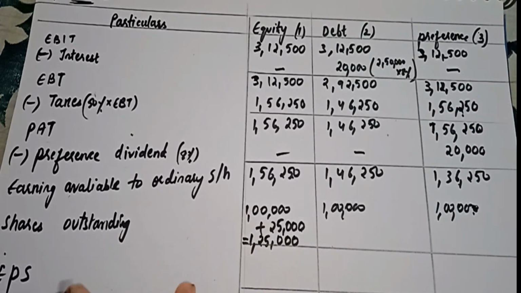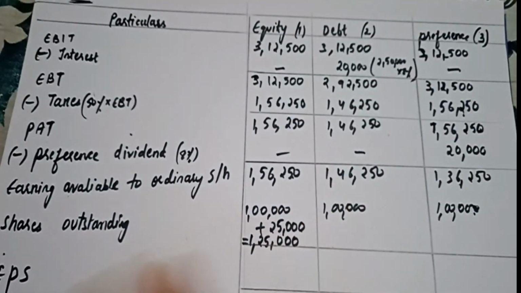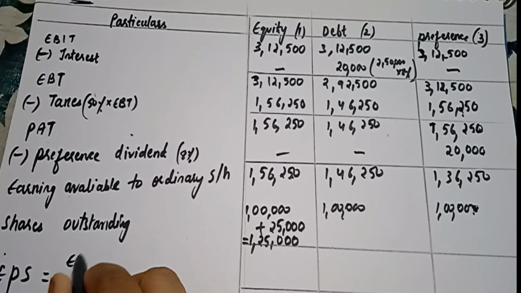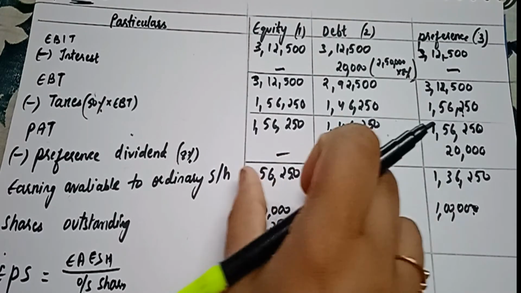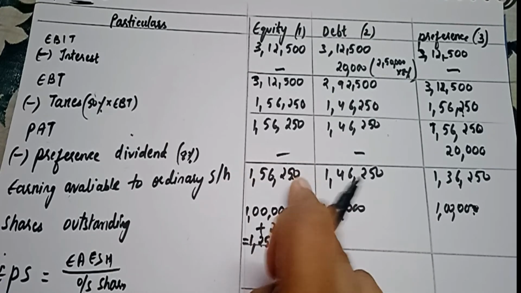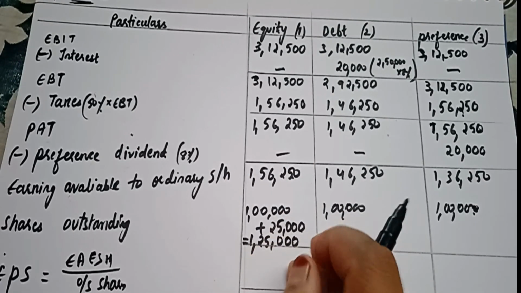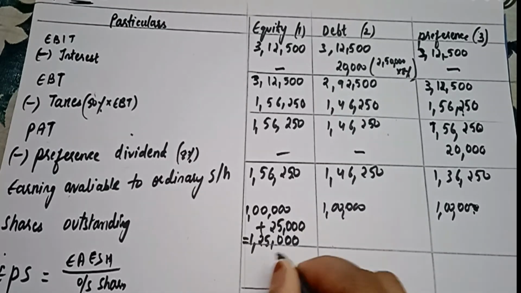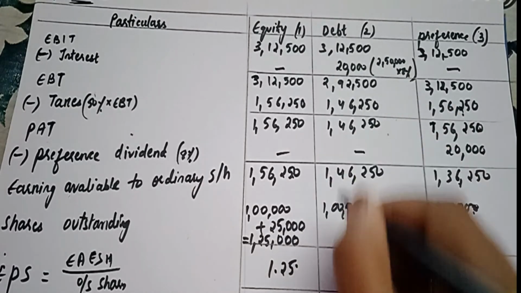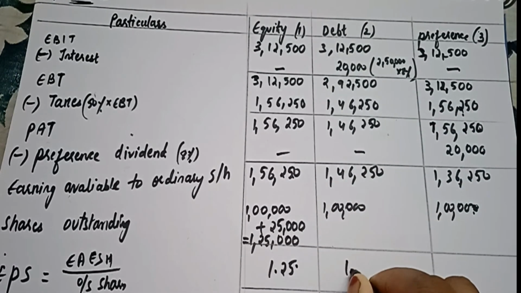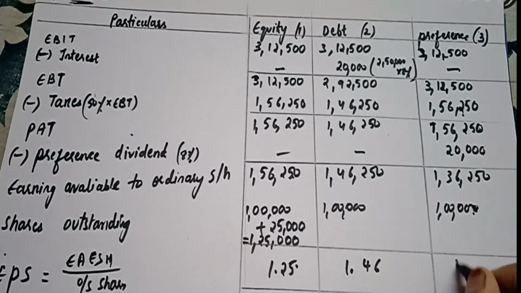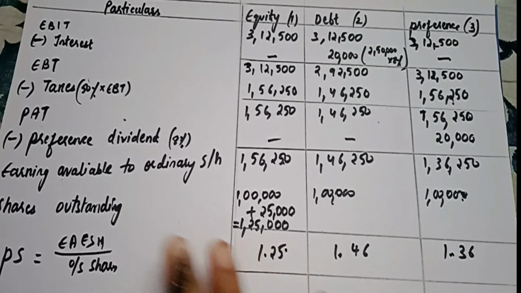Okay, so now EPS calculation. EPS is as simple as that, nothing but earnings available to equity shareholders divided by outstanding shares. So this amount divided by this, 1,56,250 divided by 1,25,000. Let's use the calculator. The EPS is 1.25 rupees. For the next one it's a very simple calculation, it is 1.46. This divided by this is 1.36. We are rounding it off. So this is the EPS.